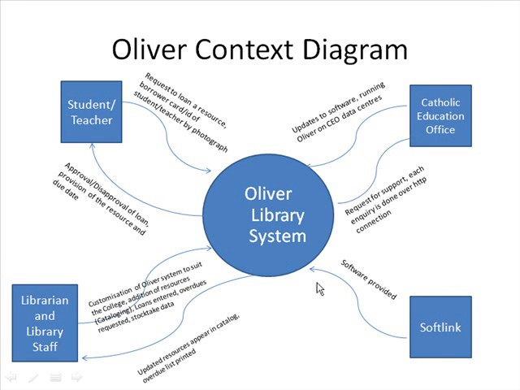So you can see that the context diagram consists purely of external entities generally around the outside, the system in the center as the circle, and the flow of data.